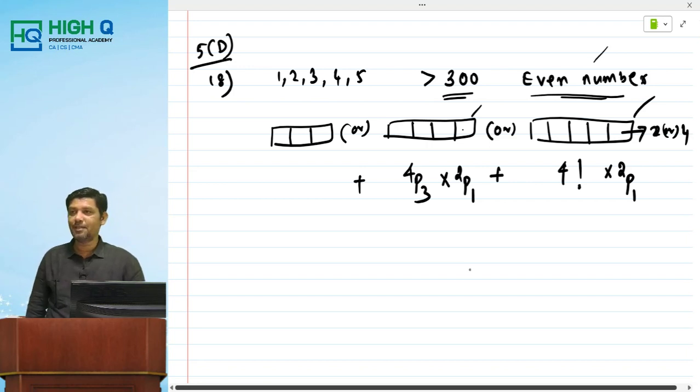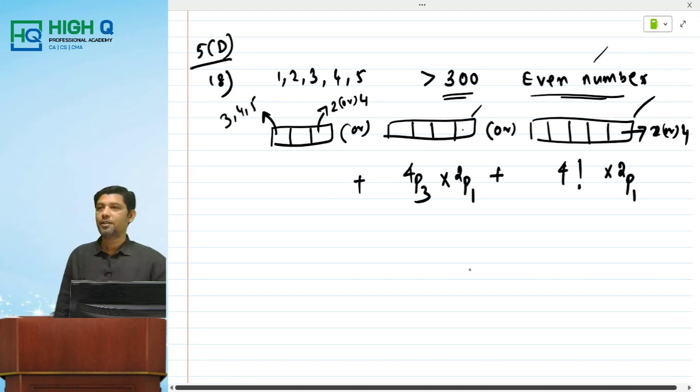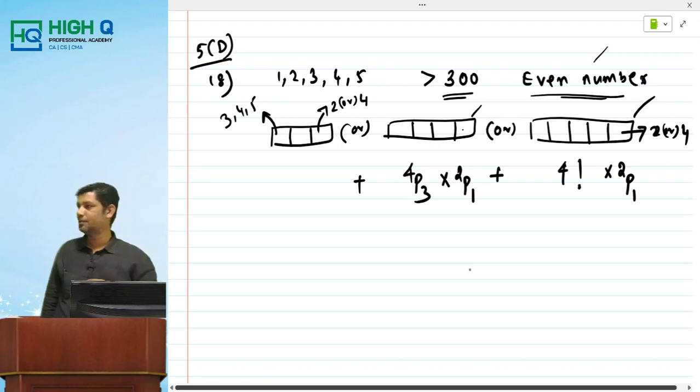Even number, 3 digit number. Tell me, my dear. So, first digit must be what? So, last digit must be what? 2 or 4. And the first digit must be what? Say yes or no? Okay. But here there is a problem. What is the problem? I'll tell you.